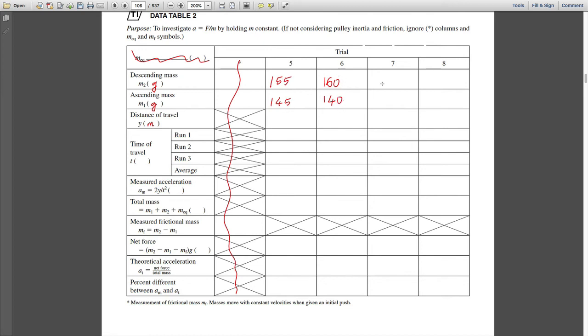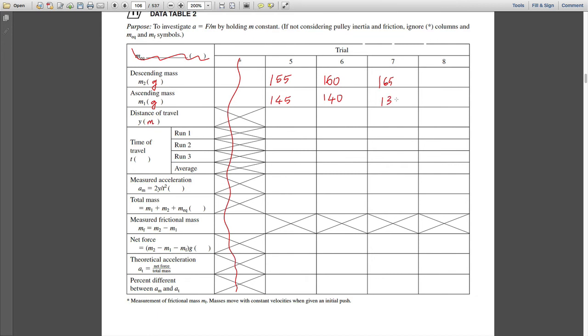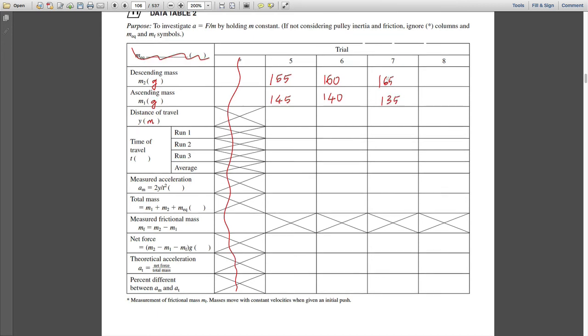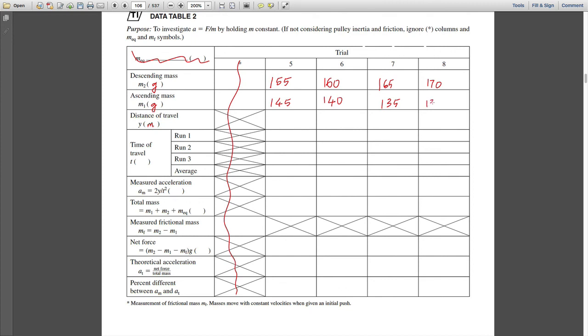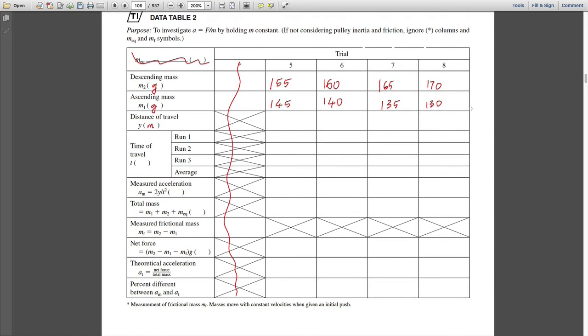Again, on the next step, we add 5 on this one, it will be 165. Take 5 away from this one, that will be 135. Still the total will be 300, right? Then again add 5 on this one, 170, and so on. So just use those masses, you don't have to change them, just use those values.